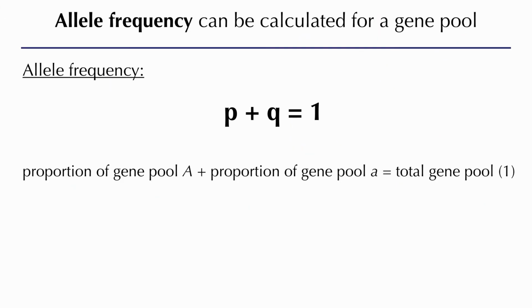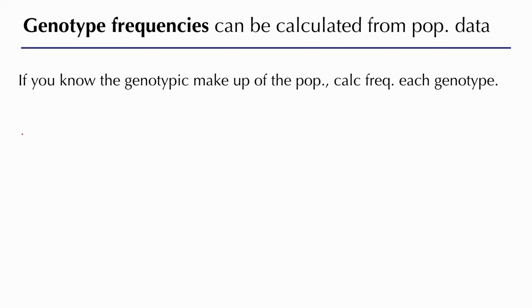Which is how we get this equation. The frequency of the big A plus the frequency of the little a gives you the total gene pool. So this is one of our Hardy-Weinberg equations. You'll see what that means later, but you can keep that in mind. It's very logical. So what we've done so far is that we had the genotype numbers of the population, and we calculated allele frequencies. What we can also do is calculate the genotype frequencies from the population data. So we just did allele frequencies, now we can do genotype.